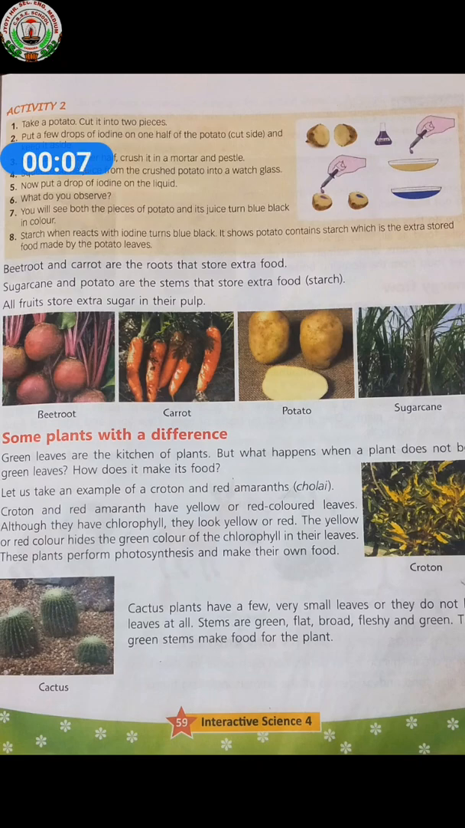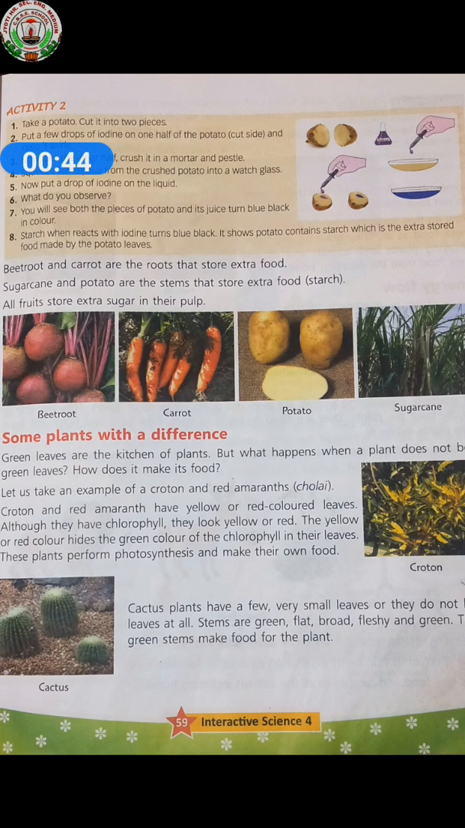So we started our lesson number 6 and we finished the parts of a leaf, stomata, midrib, functions of a leaf, how plants make food, photosynthesis, and the presence of starch in potato also completed. Beetroot and carrot are the roots that store extra food. The sugarcane and potato are the stems that store extra food. Starch. All fruits store extra food in their pulp.